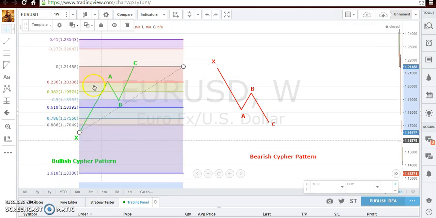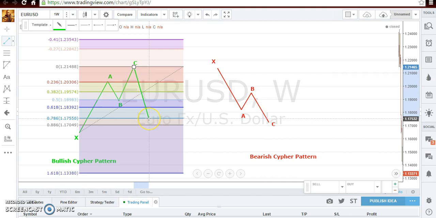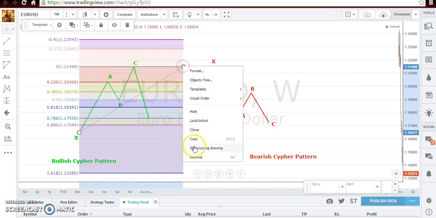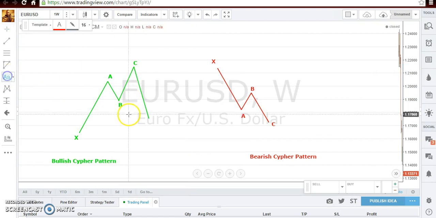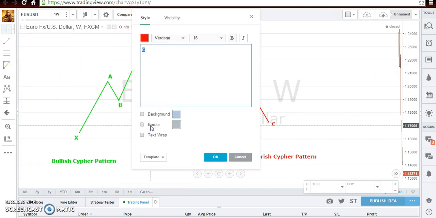And the retracement, or the entry point that we're looking for, is the 786 retracement all the way down here below B. So we're going to go ahead and bring in our C to D leg. So C to D leg must come into the 786 retracement, and that's going to be our entry point. So let me go ahead and label that as D.